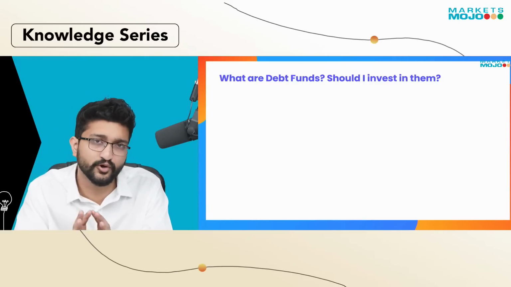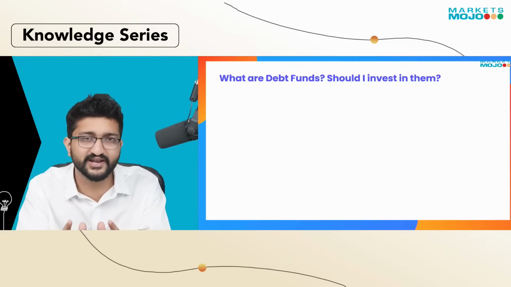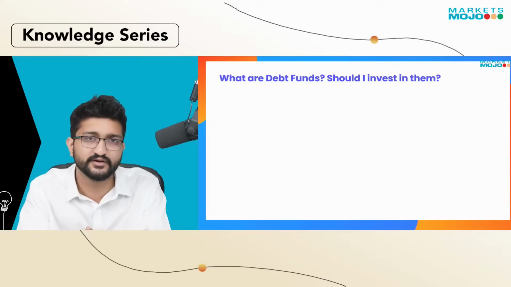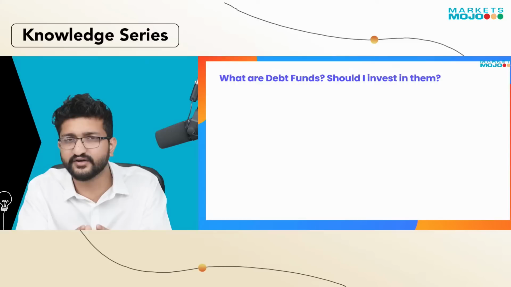Debt funds are less volatile in nature. When I break down how a debt fund works, you will realize that it's very less volatile compared to an equity or a particular stock. Now, what exactly are these debt funds? How do they earn money?